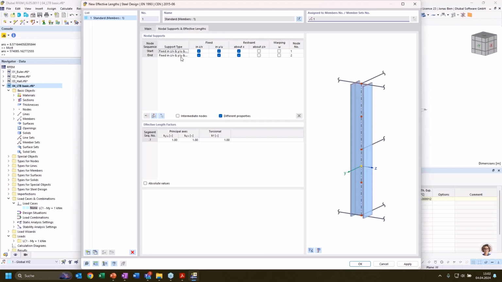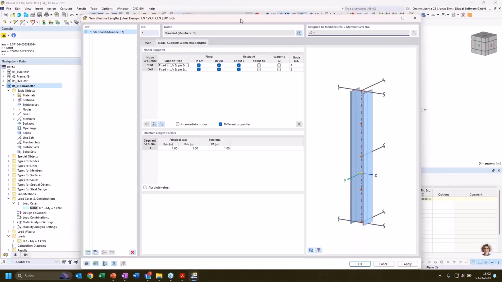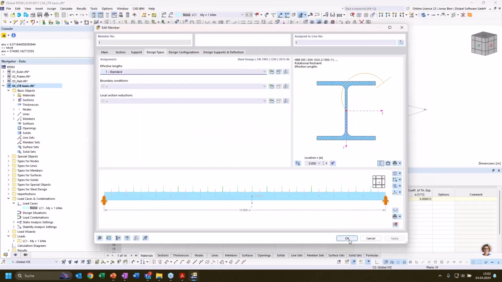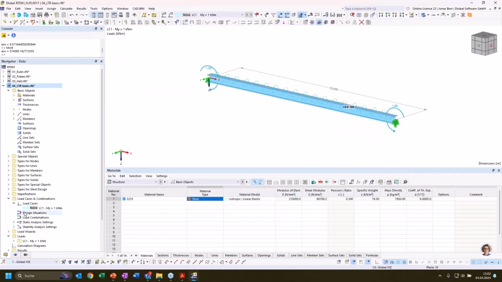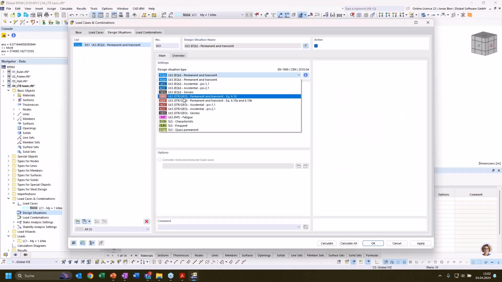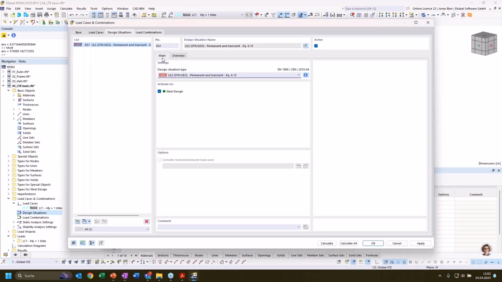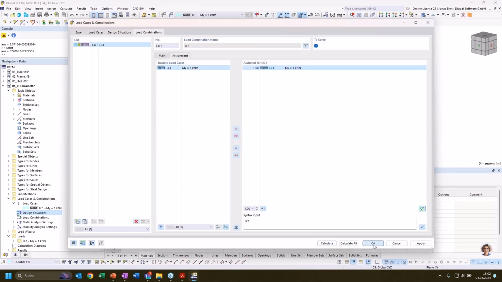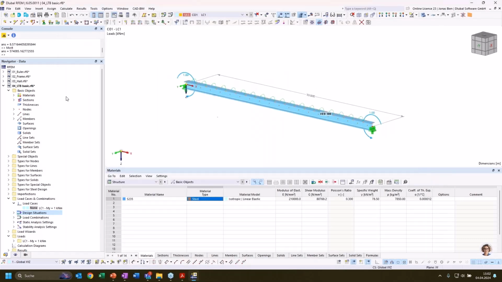So the method that we also use in the structure stability add-on. Of course, we need to set some boundary conditions here for the design add-on. But in our case, it's quite simple. We have simple support with fork supports, and that's what the default settings are also for the effective length settings. So that should be all right. Okay, in order to perform the steel design, we also need a design situation and some load combination inside this design situation. I will just add a load combination with 1 times the first load combination.